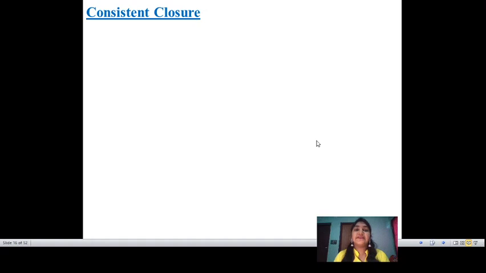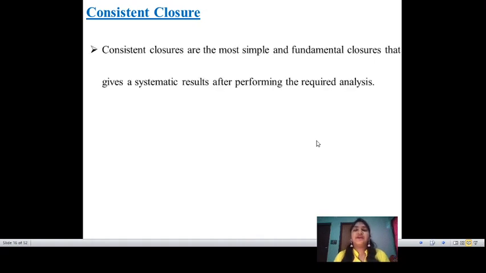another property, consistent closure. A closure bug is when the testing goes into the wrong path; it is a domain closure, a wrong domain. So consistent closure means if the testing is done in the right way, consistency should also be maintained in that domain testing. Consistent closure is the most simple and fundamental closure that gives systematic results after performing the required analysis. When we go for the consistent closure, it gives systematic results.